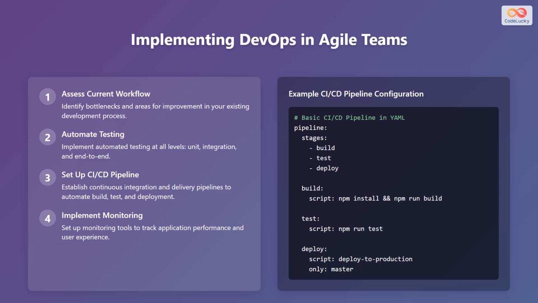Here is an example of a basic CI/CD pipeline in YAML. It defines the stages: build, test, and deploy. It includes the scripts to build and test the application using Node Package Manager, abbreviated as NPM, commands. The deploy stage runs only on the master branch.